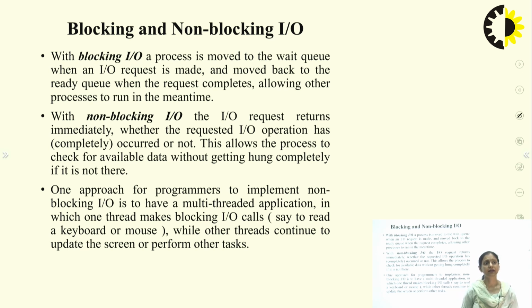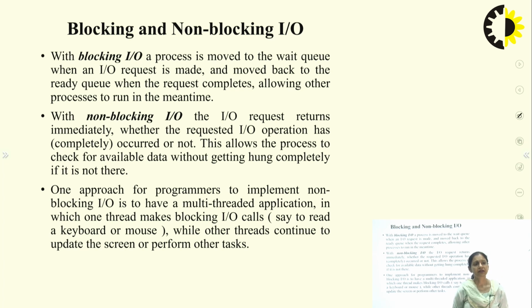But when it is about non-blocking IO, the IO request returns immediately, whether the requested IO operation has occurred or not. In that case, a process is divided into multiple threads and one of the threads goes and initiates the IO interrupt. When that IO interrupt is initiated, only the request is sent and the process continues doing the rest of its work.